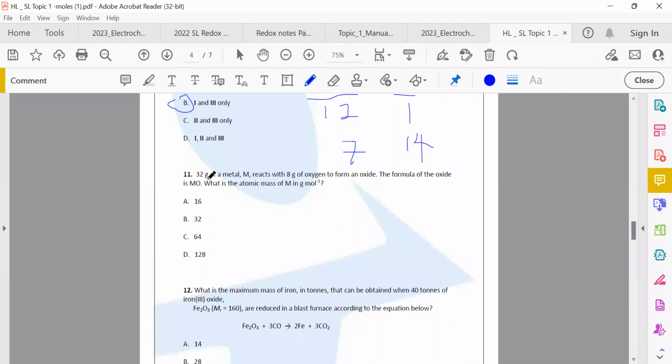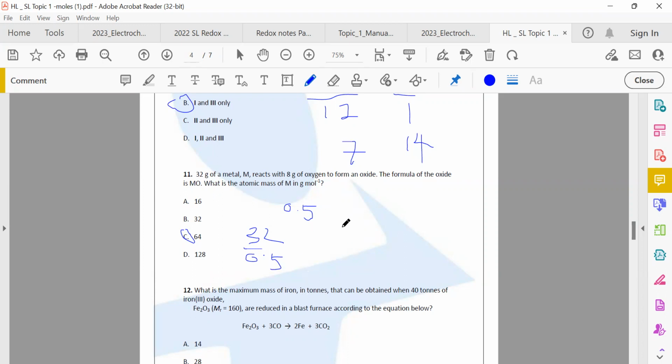Okay, 11. Basically, I have 32 grams of metal and it reacted with 8 grams of oxygen to form an oxide. What's the formula? So what you can do is, you know that the oxygen AR is 16. That means this will be 0.5. Okay, and since 1 mole of oxygen atoms gives you 1 mole of MO, that means that the number of moles of MO will be 0.5 moles. Okay, and what you can do is you can take gram per mole. That means you can take 32 grams divided by 0.5. Okay, that will give you 64. So that will be the AR of your M, if I'm not wrong.